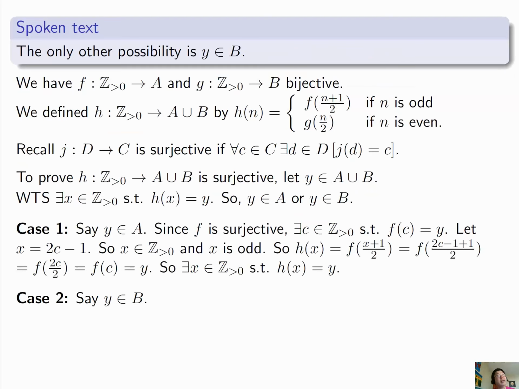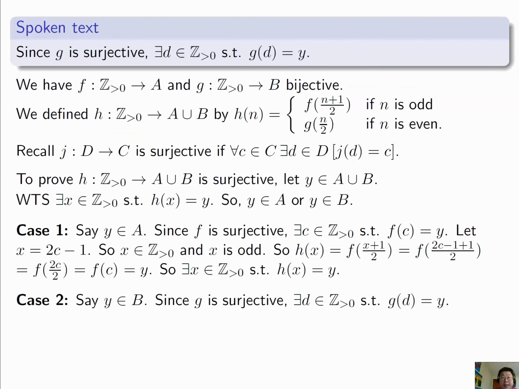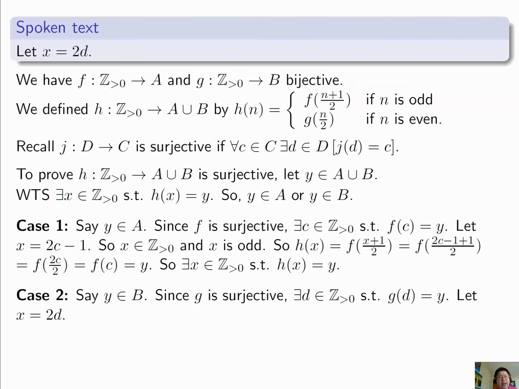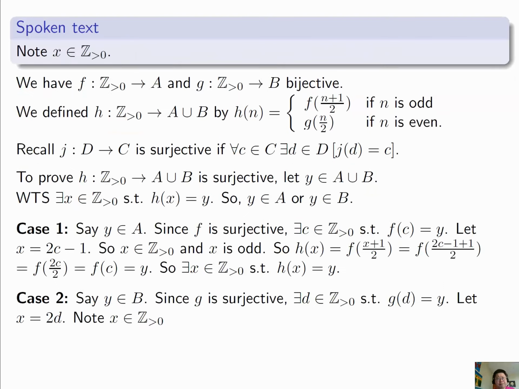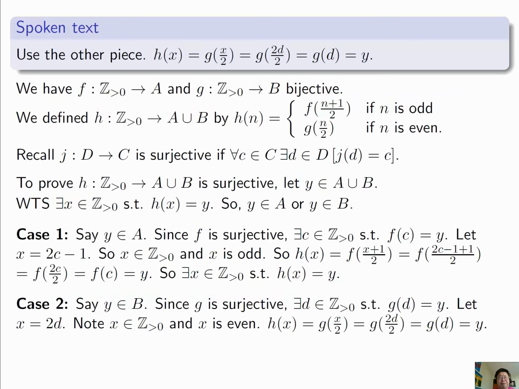The only other possibility is y is in B. Since g is surjective, there exists a d in the set of positive integers such that g of d equals y. Let x equal 2d. Note x is a positive integer. x is an integer since x is the product of integers. x is positive since both 2 and d are positive. Since d is an integer, x is even.